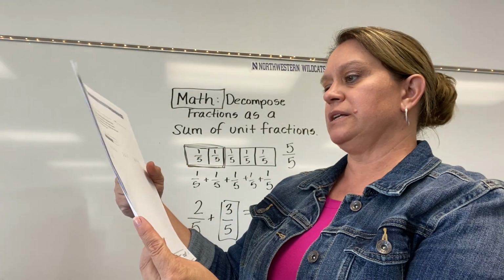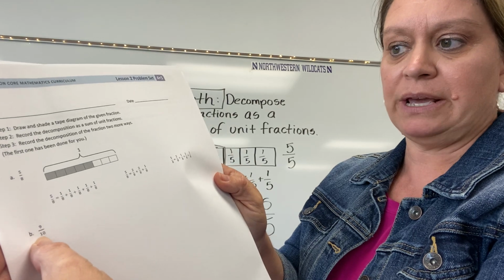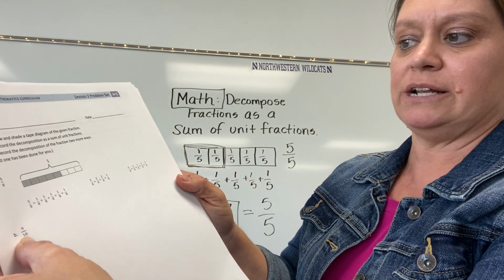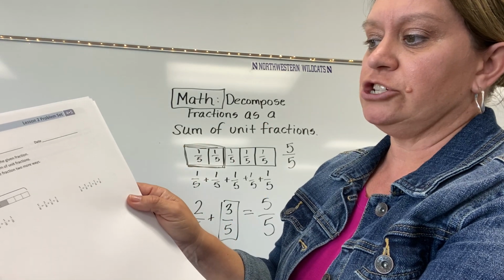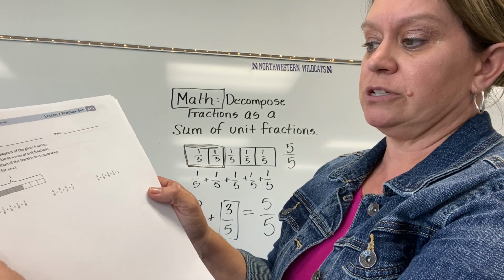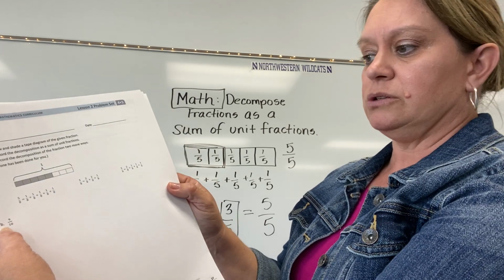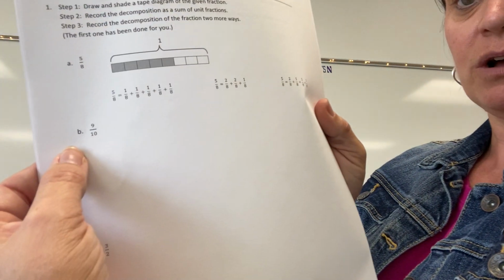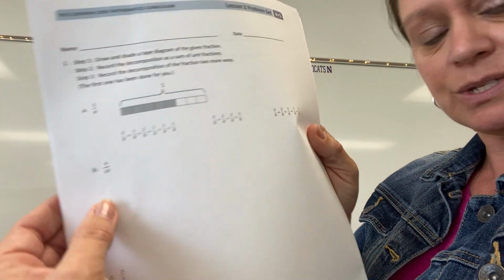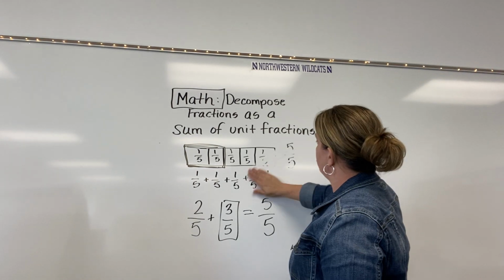If I look at letter B, it says draw and shade a tape diagram, which is just a rectangle. Draw and shade a tape diagram of the given fractions. Record the decomposition as a sum of unit fractions. So problem B on your problem set is 9/10. So what you would do is you would write your tape diagram.